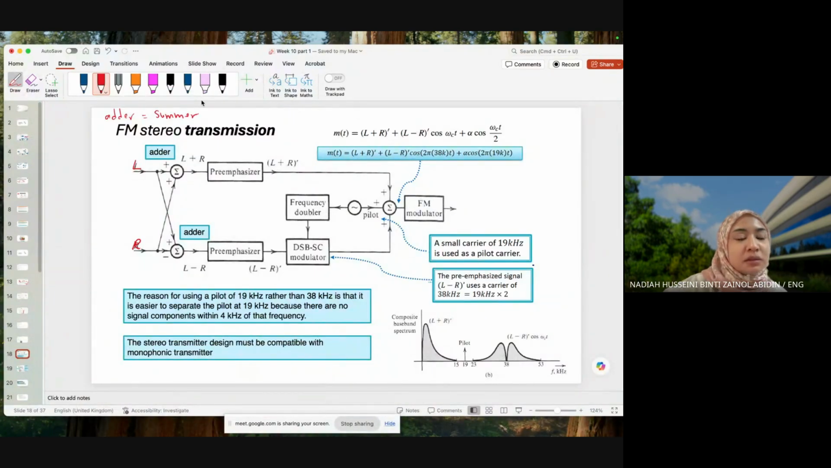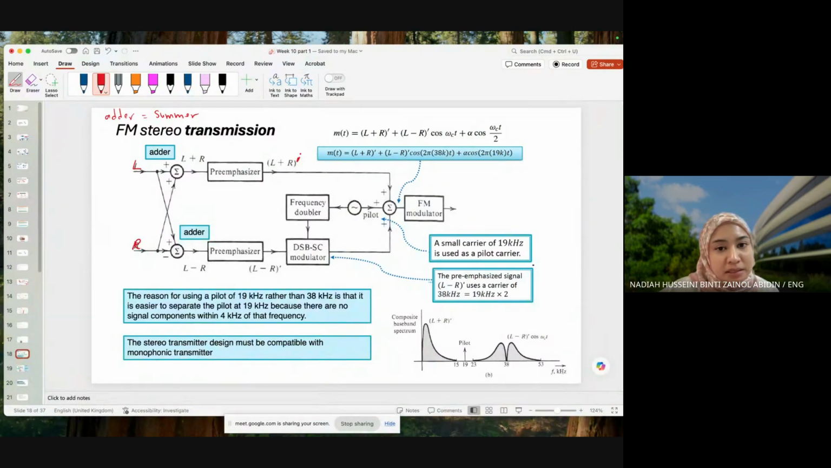It sums the signals or it subtracts. So adder circuits do that. It adds and subtracts. In this case, it's adding because there's a plus sign here. L is supplied to this adder circuit, and then we have our R audio supplied over here as well. So what you're going to get is L plus R, which passes through a pre-emphasizer.